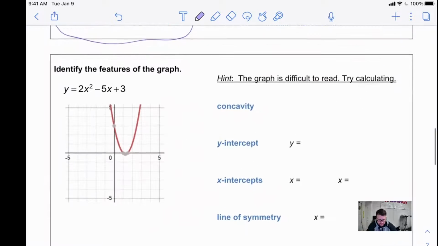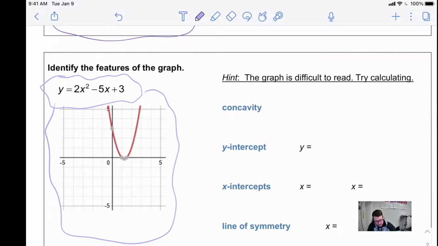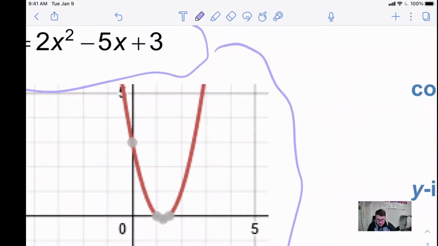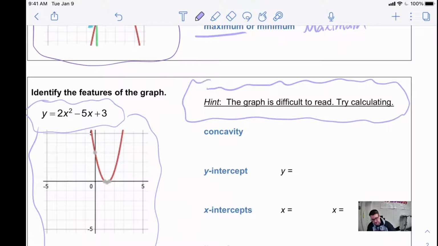Here's our next one. It says identify the features of the graph. So again, we're given the function and we're given our graph. Just looking at the graph here, that's hard to read. I'm not going to be able to just guess and pick numbers off of there and get those correctly. And that's actually what this hint says over here. The graph is difficult to read. Try to calculate. Now, some of the stuff we're still going to be able to look at the graph and be able to tell. Other stuff we're not going to be able to.